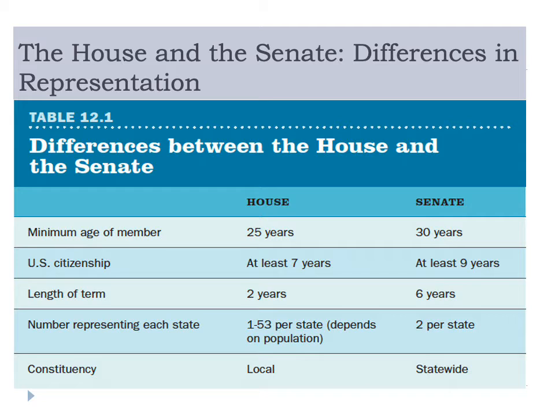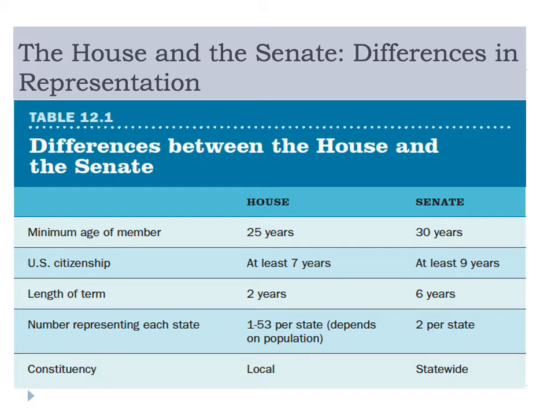The length of term is different, and there are no term limits. That means that while the length of the term for a member of the House is 2 years, if they continue to run, they need to be reelected every 2 years. The term in the Senate is 6 years. But there are no term limits. So a senator or a member of the House can run for reelection as many times as they desire, and they will keep that seat until their constituents decide not to reelect them or they decide to retire.